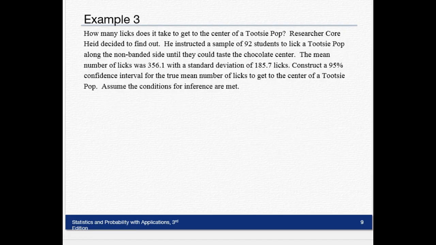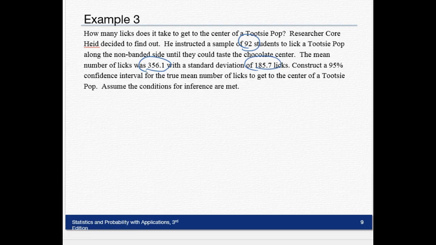How many licks does it take to get to the center of a Tootsie Pop? Researcher Cor Hyde decided to find out. He instructed a sample of 92 students. Okay, so that's pretty key. Sample of 92 students to lick a Tootsie Pop along the non-banded side until they could taste the center. The mean number of licks was 356.1 with a standard deviation of 185.7.